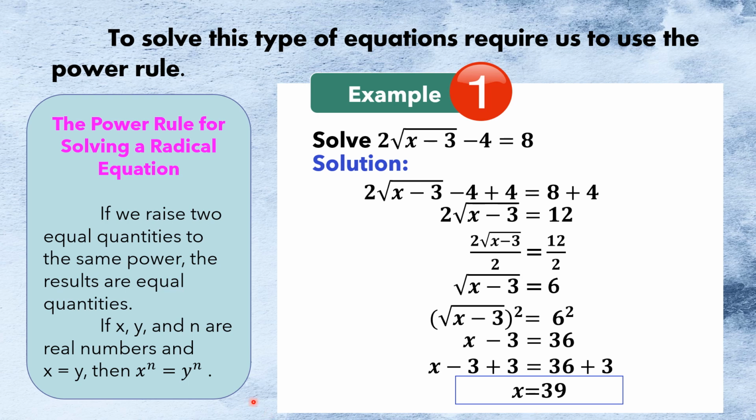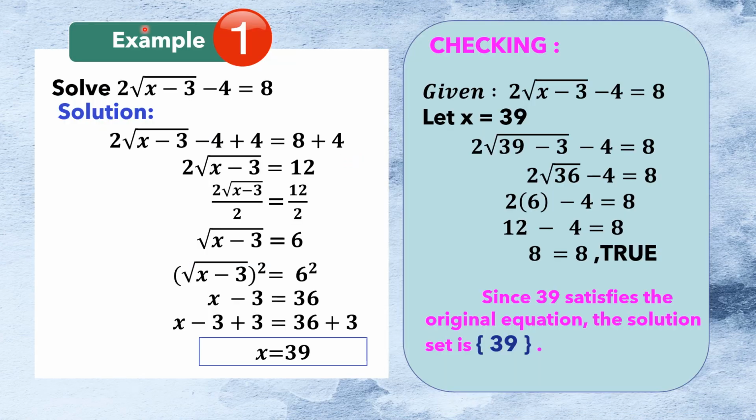Okay, so, dito, kapag tayo ay nagsosolve, kailangan meron tayong checking, para makita natin kung masasatisfy ba ng value ni x, which is 39, yung ating original equation. So, for our checking, given that 2 square root of x minus 3 minus 4 equals 8, let x equals 39. Ito yung nahanap natin kanina. So, by substitution, yung variable x natin, pinalitan po natin ng 39. So, meron tayong 2 square root of 39 minus 3 minus 4 equals 8.